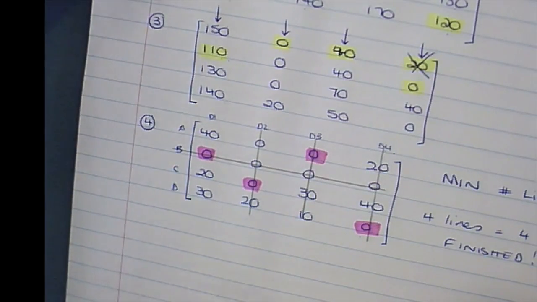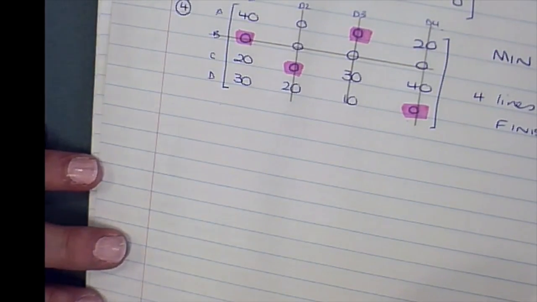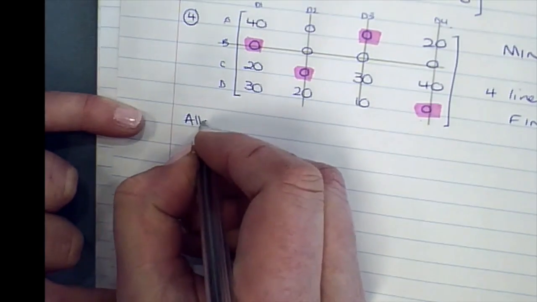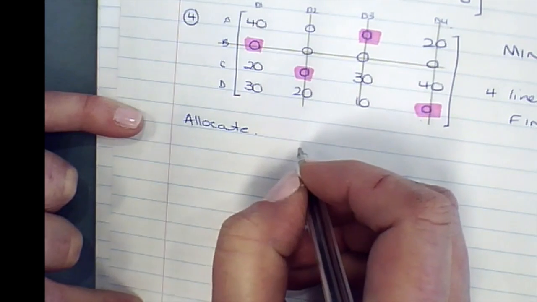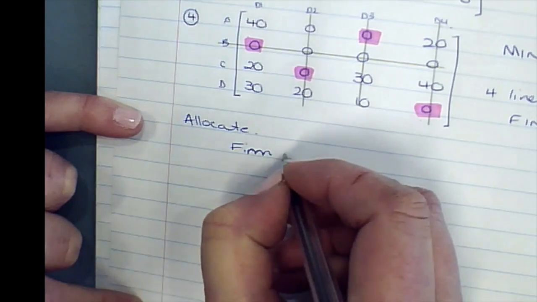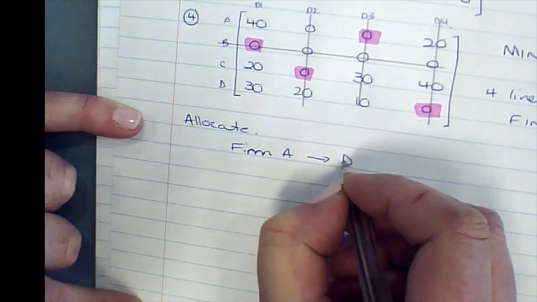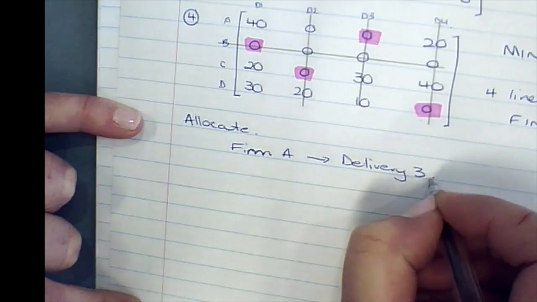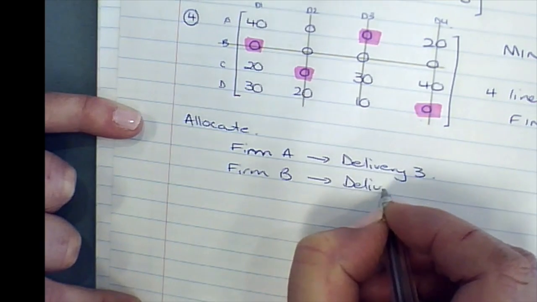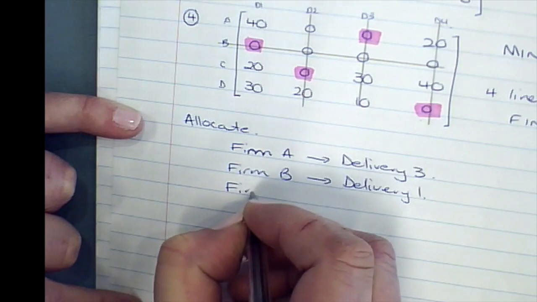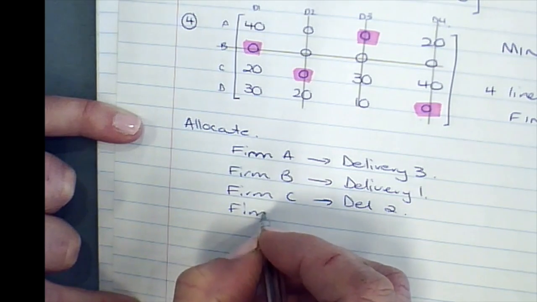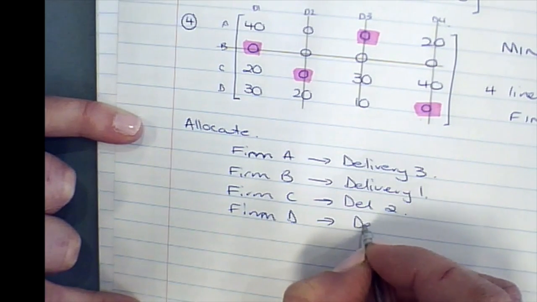To finish off the question, we need to do 2 things. We need to allocate the jobs, and we need to work out the total cost. So allocate. So this was firm A, which gets given delivery 3. Firm B will get delivery 1. Firm C will get delivery 2. And firm D will get delivery 4.